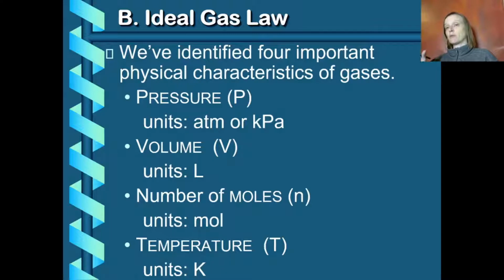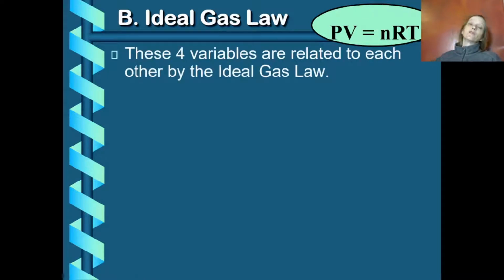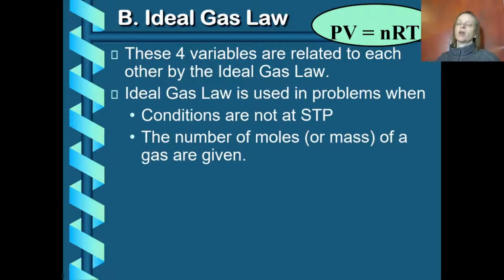But first, let's just refresh our memories. There are 4 important physical characteristics for gases: pressure, volume, number of moles, and temperature. These 4 variables are related to each other in an equation called the ideal gas law: pressure, volume, number of moles, and temperature. The ideal gas law is used for situations where the conditions are not standard temperature and pressure, when the number of moles or the mass of a gas are given.